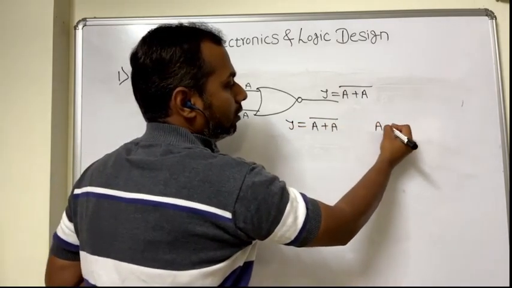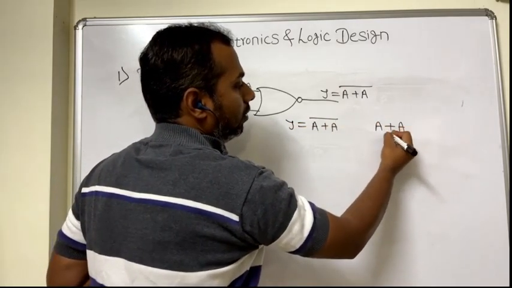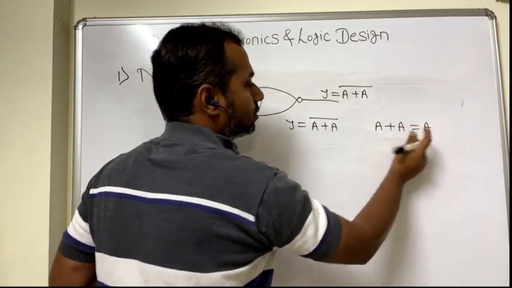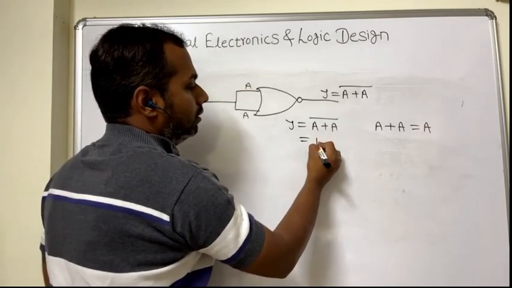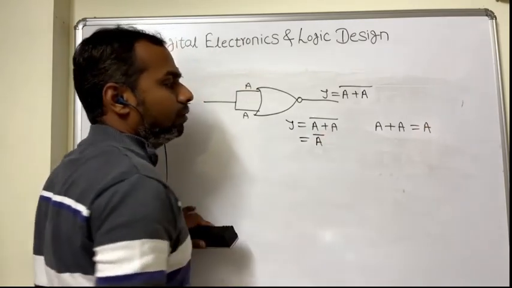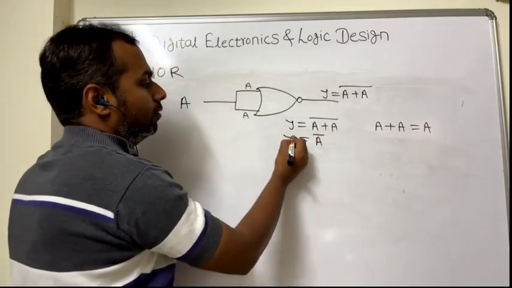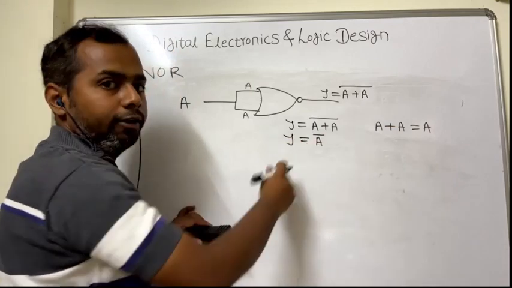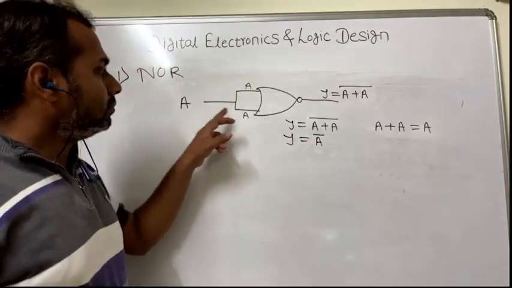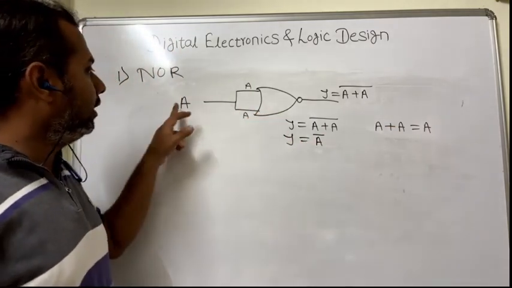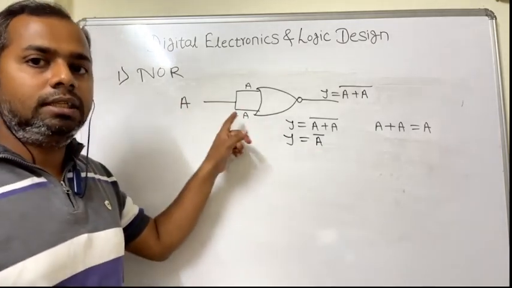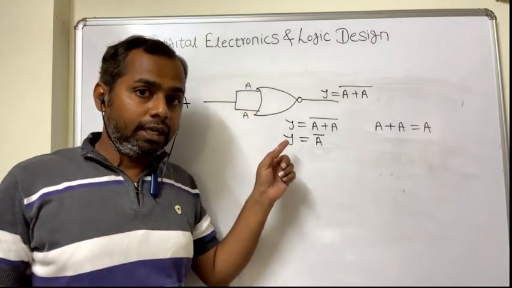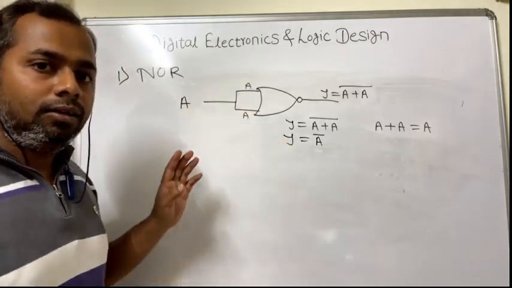We are aware of the logical theorem, A or A equal to A. So if I apply that theorem here, instead of A or A, let me write that A only once using that theorem. So what is final? Y equal to A complement. So if NOR gate is having input as A, what is the output? Its complement. So this is the realization of basic NOT gate using NOR gate.